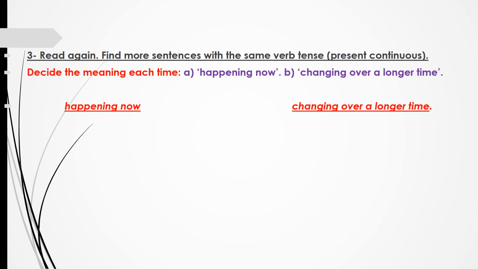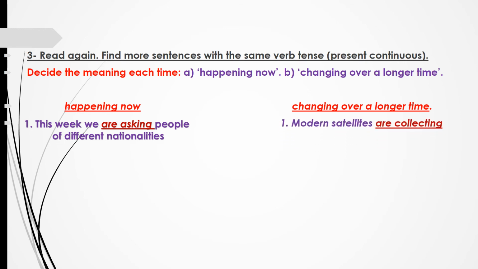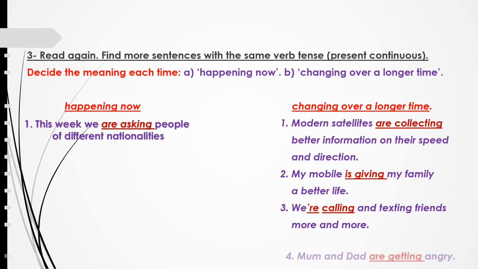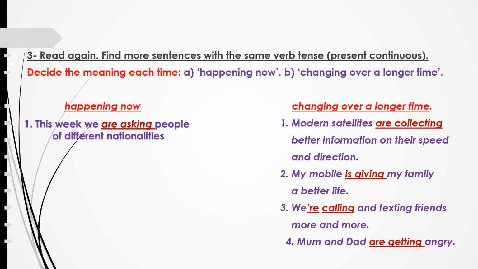Happening now, changing over a longer time. According to happening now, we have a sentence: This week we are asking people of different nationalities. Now we have many sentences about changing over a longer time. The first one, modern satellites are collecting better information on their speed and direction. Number 2, my mobile is giving my family a better life. Number 3, we are calling and texting friends more and more. Number 4, mom and dad are getting angry. Please check your answers.